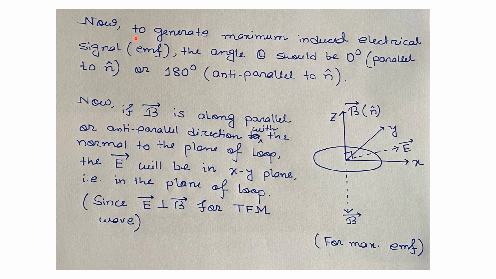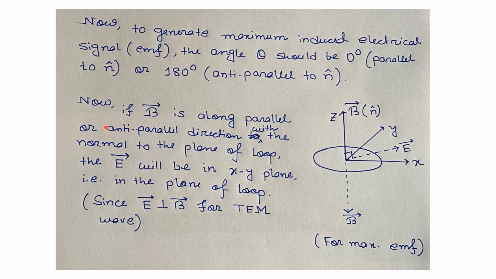Now if we look at the expression for the induced EMF generated by the EM wave on a loop, we can see that to generate the maximum induced electrical signal, that is EMF, the angle theta should be 0 degree. That means the magnetic field should be parallel to the n cap, or 180 degree, that is the magnetic field is anti-parallel to the n cap, so that the magnitude of the induced EMF will be maximized. Then in that case cos theta will be either 1 or minus 1.